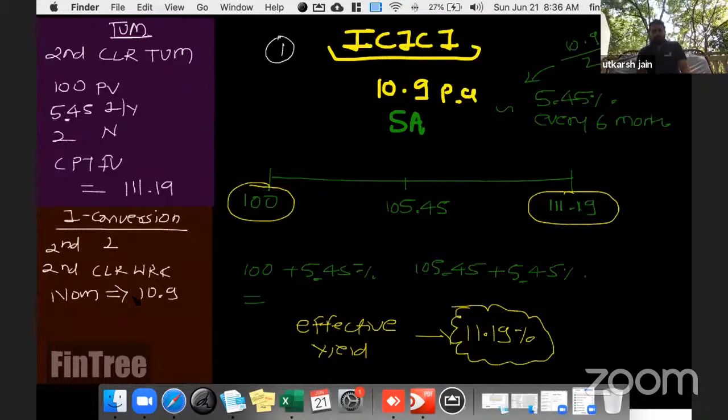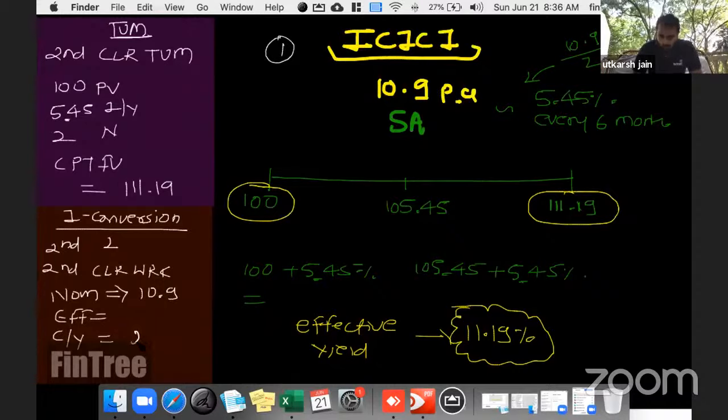If you press downward arrow once, you would see something called EFF. That EFF is nothing but effective. But wait for it. We're still not done yet. Press downward arrow one more time. Once you press downward arrow, you would see C by Y. That C by Y is nothing but compounding frequency per year. How many times are we going to compound this 10.9?